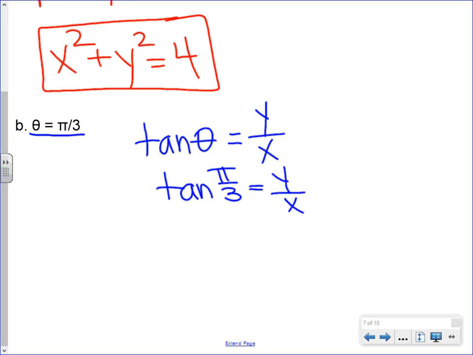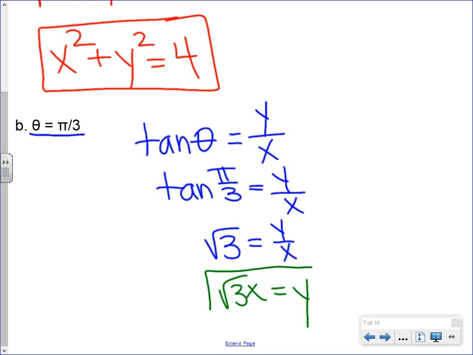So we know the tangent of pi over 3 equals y over x. And the tangent of pi over 3 is radical 3. So, ladies and gentlemen, if we solve for y here, this is a line that goes through the origin and has slope of radical 3. How do you feel about graphing a slope of radical 3?